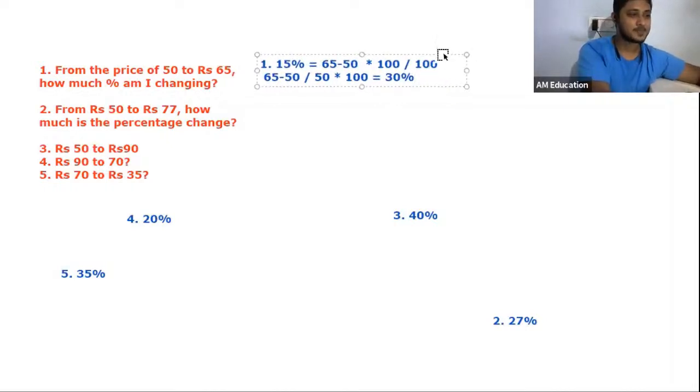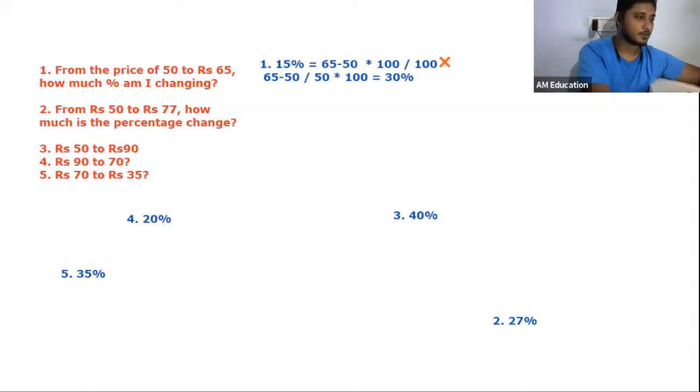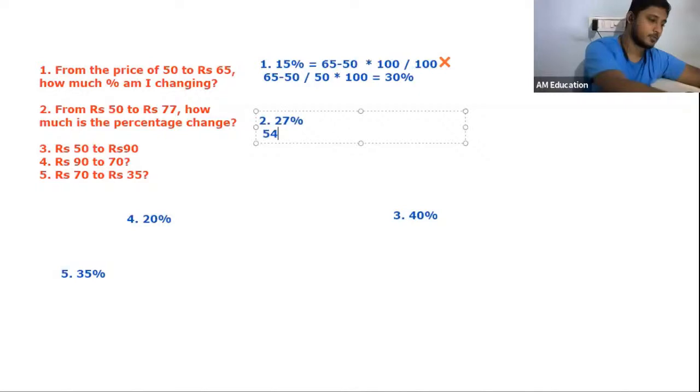So this is a stamp. Let's put a stamp. This is wrong. Second one is 54. Okay, where is the second one? Yeah, second one. What happened, how is the second one 54? Third one is 80. Yeah, second one is 54%.